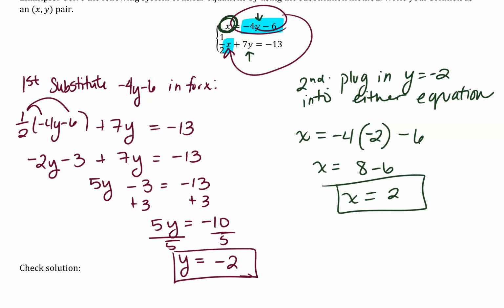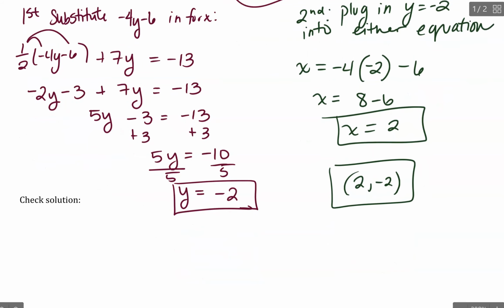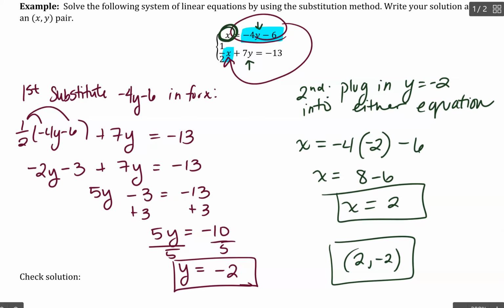So we now have a value for y and we have a value for x, and we now have solved our system, and we can write it as a coordinate as 2, negative 2, and that's our solution. Now, of course, we always do need to check our solution by taking the x value and the y value and plugging it back into both equations.